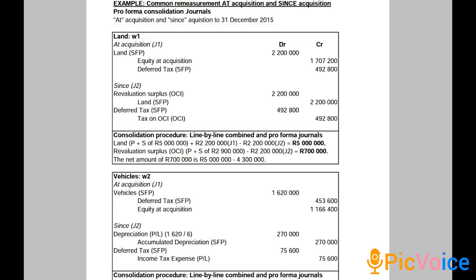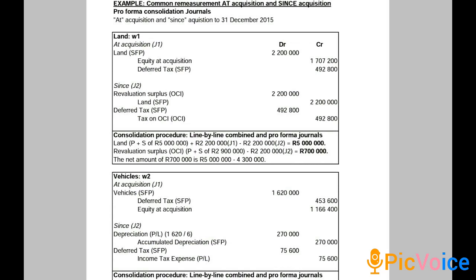I need to add that, for purposes of calculating goodwill or gain on bargain purchase, you will need to debit the equity at acquisition, meaning that you are adding the equity at acquisition together with the net asset value comprised of your share capital and retained earnings at acquisition. So that's basically the journals that you do.